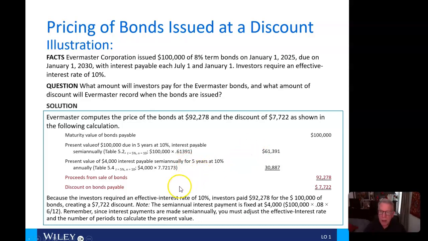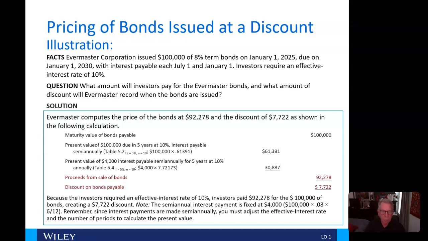We multiply that through to get $61,391. Then we take the present value of an annuity, again for 5% in 10 periods, and we look that up in table 5.4, and that gives us a factor of 7.72173. Multiplied times $4,000 gives us $30,887. We add those two together, and we get $92,278. A difference or discount of $7,722.